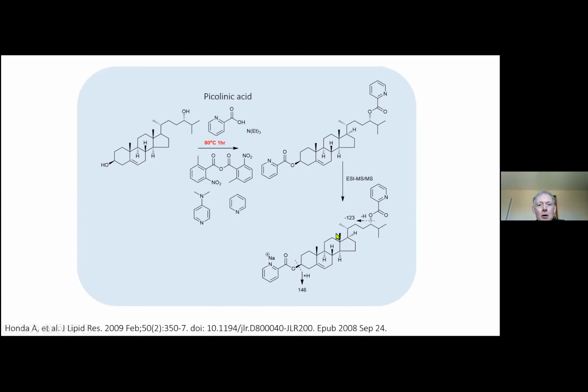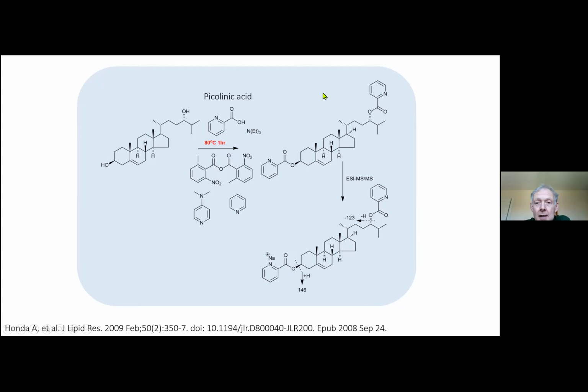So let's have a quick look at the derivatization reaction. It's quite simple. We have picolinic acid, and we have a catalytic mixture, really, which is pyridine, dimethylaminopyridine, and a nitro-methyl benzoic acid anhydride. And you've also got triethylamine. So this is basically a catalytic mix. The picolinic acid will form an ester with the alcohol groups of the oxysterol.